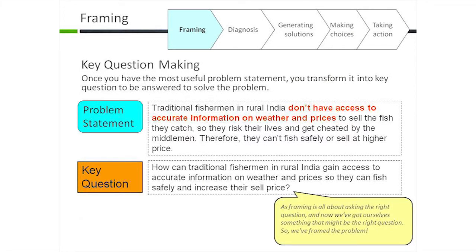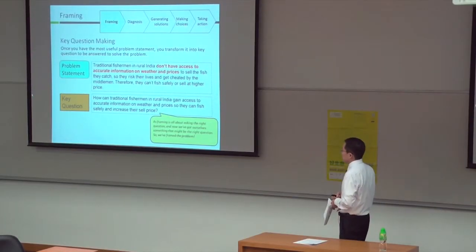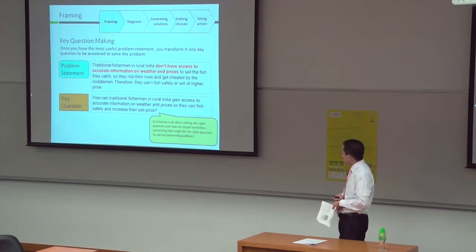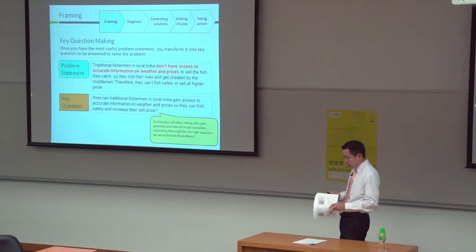The key question making example: the problem statement, as in the previous slide, is that they don't have access to accurate information on weather and prices. So the key question is converted into a question format. How can traditional fishermen in rural India gain access to accurate information on weather and prices so they can fish safely and increase their selling price?